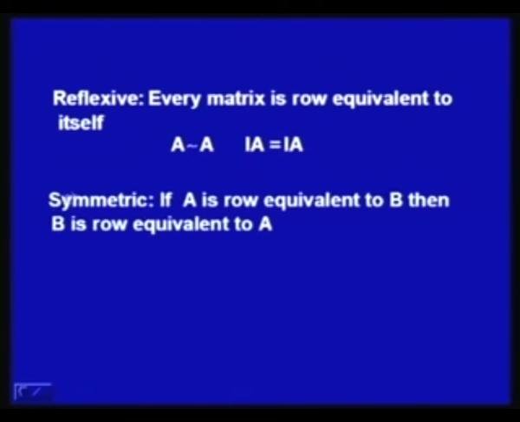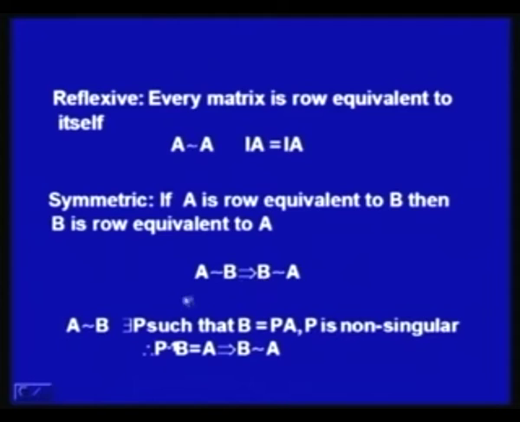So, A is equivalent to A. Then the relationship is symmetric. By this I mean to say if A is row equivalent to B, then B is row equivalent to A. Now, the proof of this is simple. If A is equivalent to B, then there exists a matrix P such that B is equal to P A. This is the basic definition of the equivalence relationship, where P is a non-singular matrix.